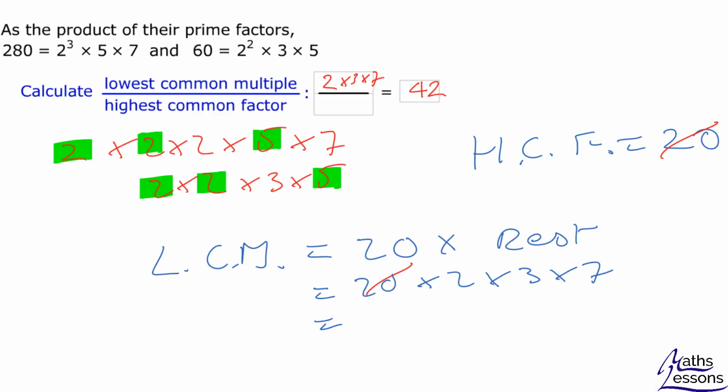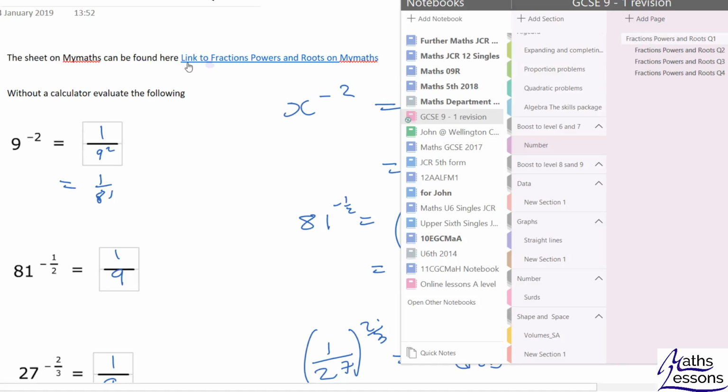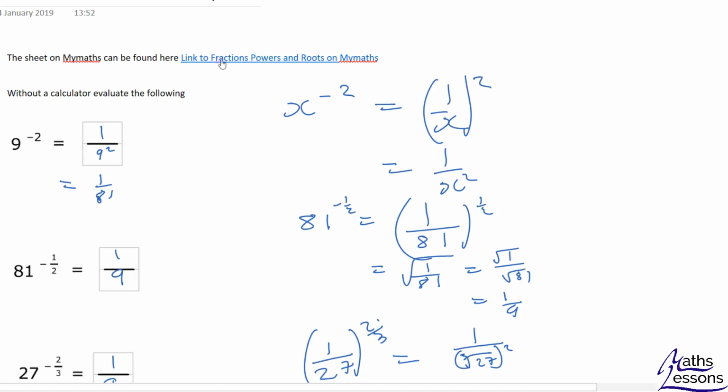If you want to get more practice on this, okay, we go back to the first page. You'll see there's a link on the first page when you download this OneNote, and this link will take you to the page on My Maths where this came from. So if I just show you that.